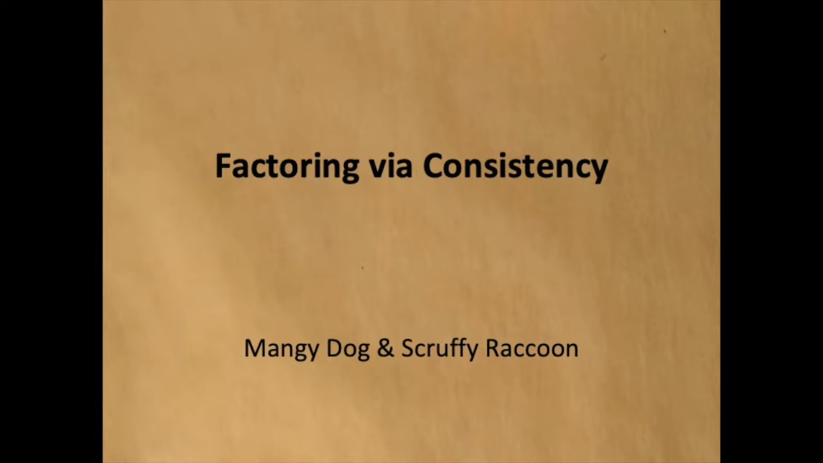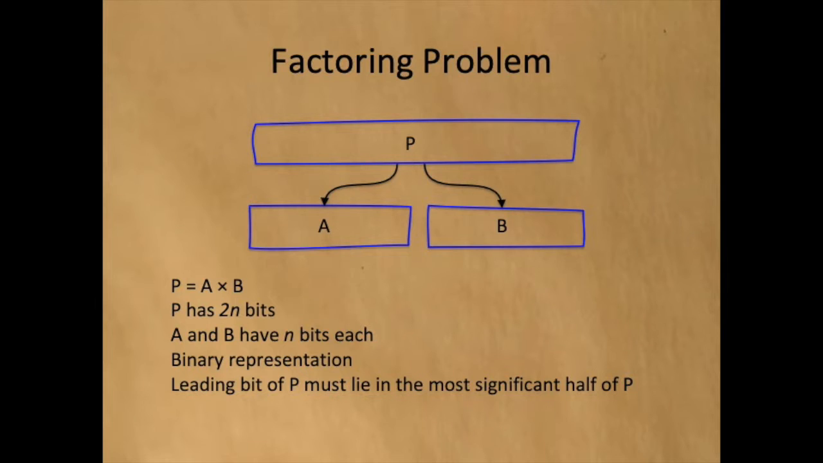We're going to talk about factoring numbers using consistency. The factoring problem is defined like this. Given a product P that has two n bits, find factors A and B that have n bits each. The numbers are represented in binary. We also require that the leading bit of the product lies within the most significant half of the product. This ensures that the factors are not trivially P and 1.